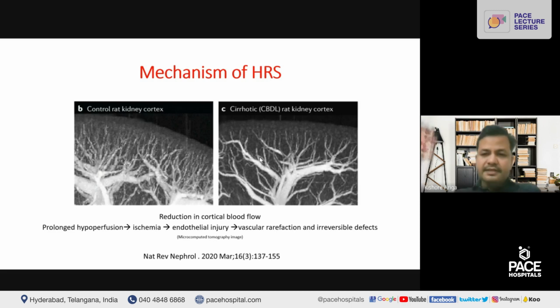Initially this is reversible. So there is only decreased blood supply, but if the hypoperfusion is prolonged, that will lead to ischemia, endothelial injury, and it can lead to irreversible defects.